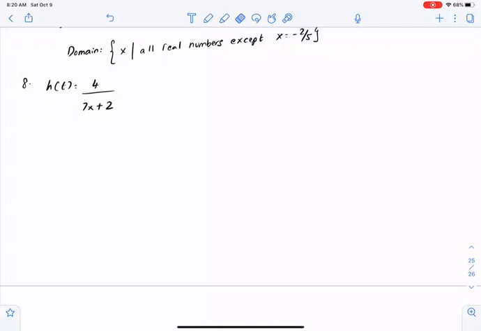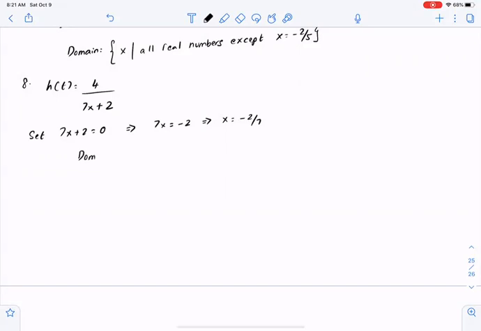So we want to find an x value which would make the denominator 0. So 7x plus 2 equals 0, and we want to solve for x. So 7x would be equal to negative 2. Divide by 7 on both sides, and we will have negative 2 over 7.